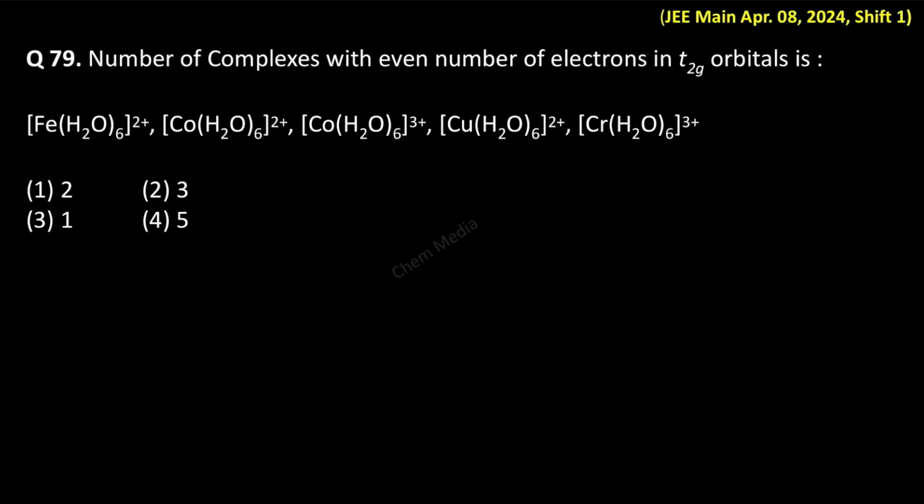Hello everyone, here is a question based on coordination compounds. Number of complexes with the even number of electrons in t2g orbitals is how many? We have 5 different aqua complexes. In 3 cases, the net charge is given as 2 plus.